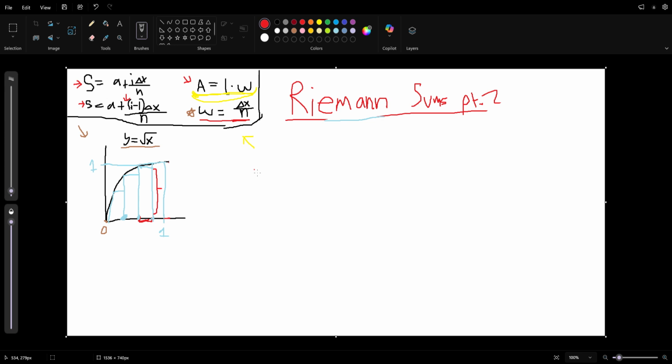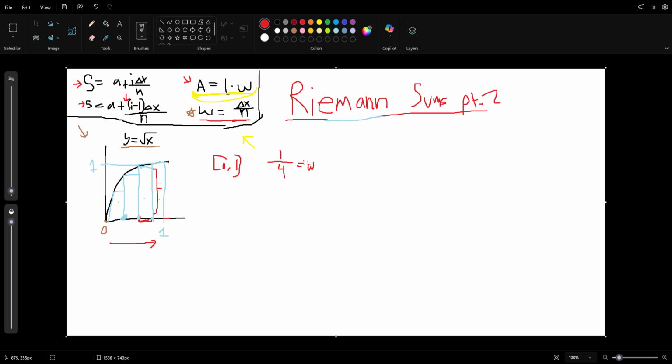Now we need to find what the width is. So the width is delta x over n. This interval is from 0 to 1. Now we know what the interval is, so we can find the delta x, which is just 1, over the number of rectangles. If we count, there's 1, 2, 3, 4 rectangles. So 4, which is the width. Now we are good. This is the width, 1 over 4.